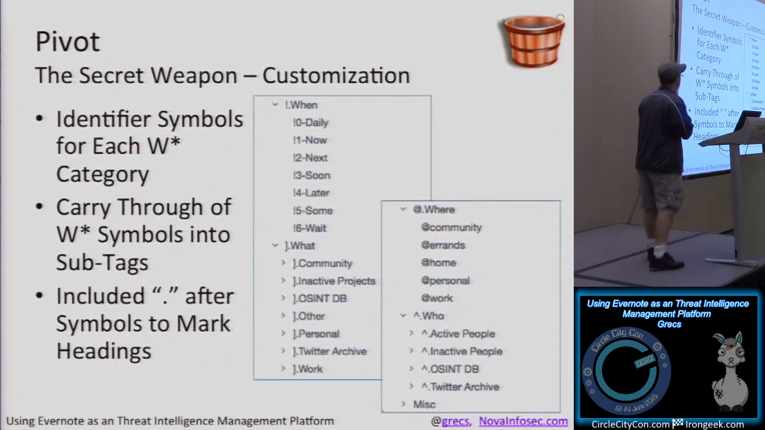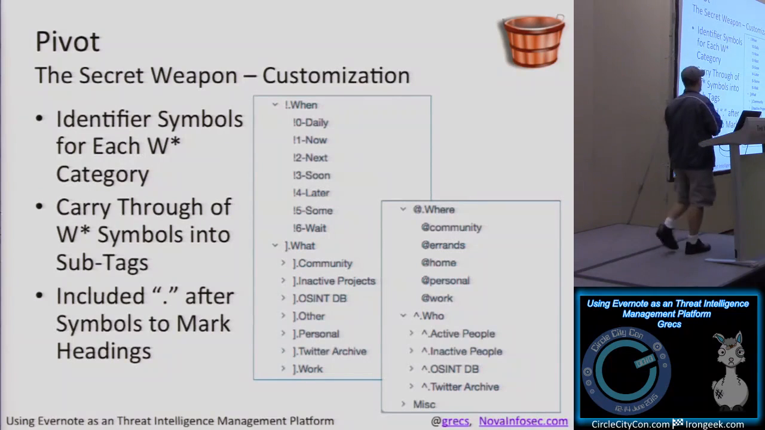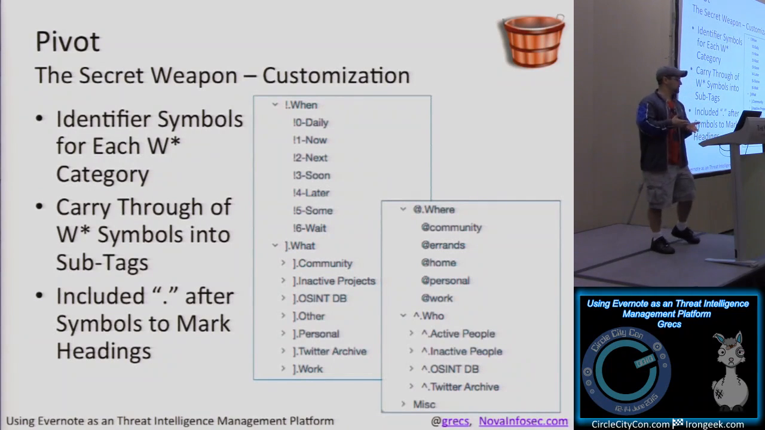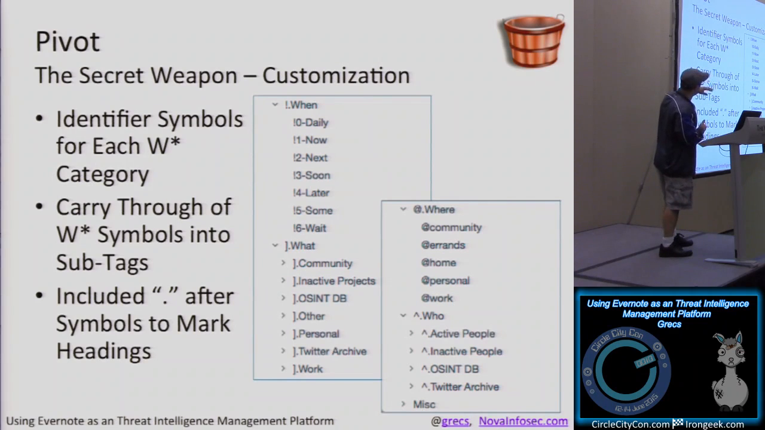So this is my take. GTD, the secret weapon, is just, I'll call it a framework, and you can adapt it to meet your needs. So I basically changed it up, adding symbols and stuff like that, so that things would sort correctly. Let's see. So as you can see here, with all the W's, like the who, what, when, where, I basically added a symbol associated with that so that the order would always be the same.